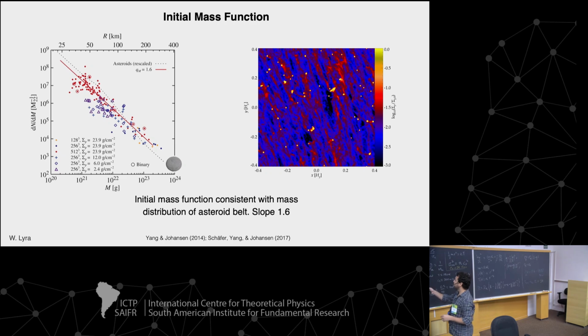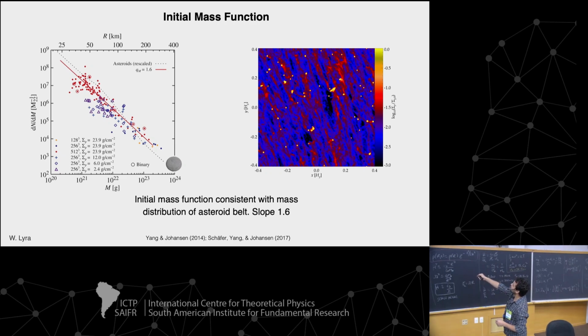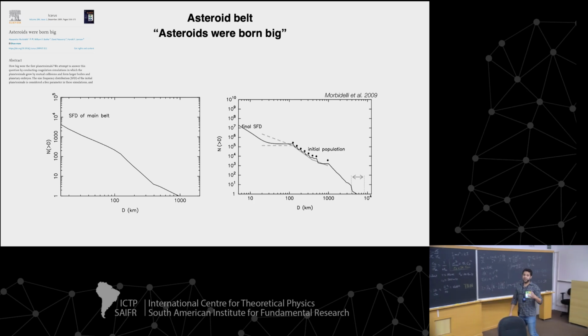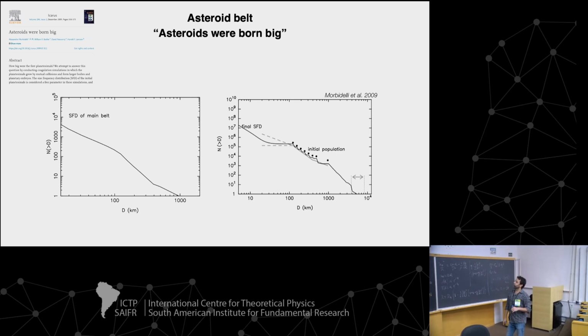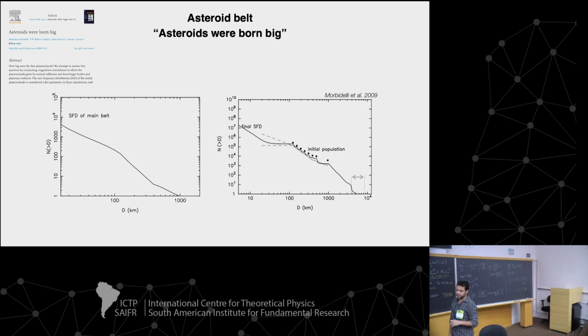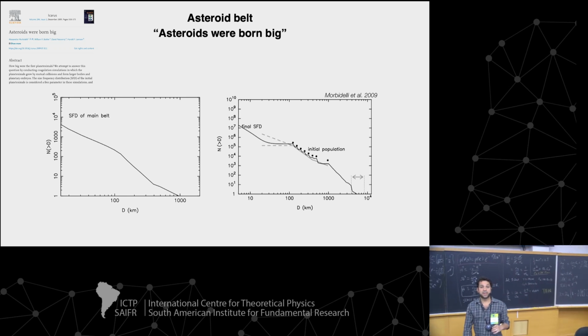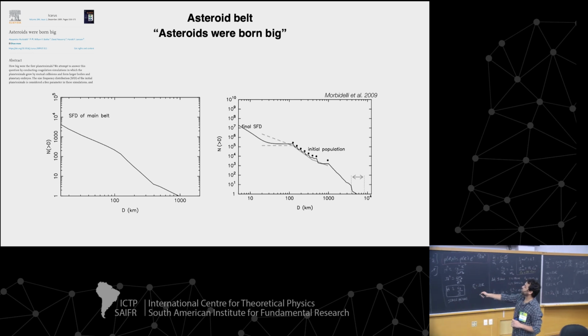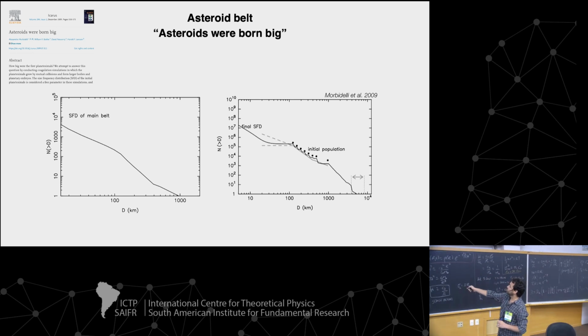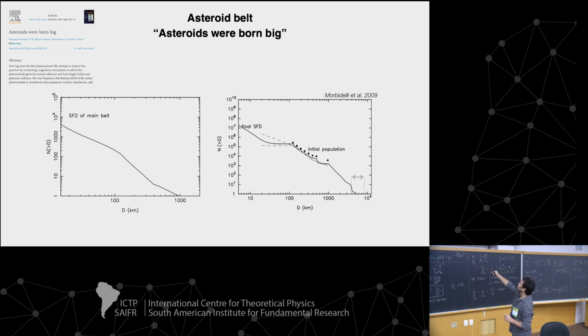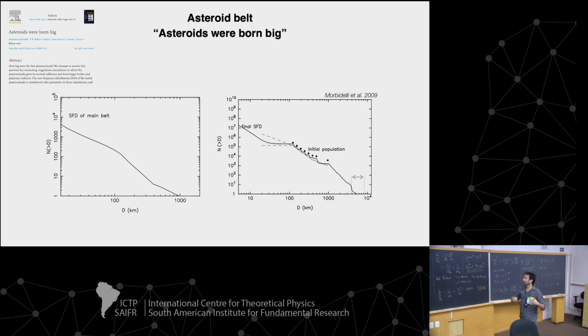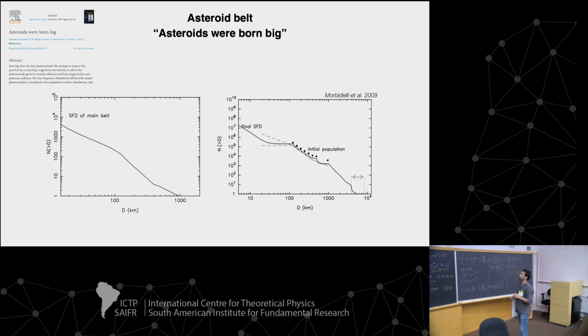Not only that, you notice that there is a kink here. There is a break, right? So these are the objects that are being formed, and around that size, there is a break here too. Morbidelli looked at it and found that this kink is not easily reproduced if you start from kilometer-sized planetesimals, but it will be reproduced if you start from about 100 kilometer-sized planetesimals. So this is the size distribution of the main belt asteroids. And this is if you augment the mass, right, to match the mass function that we find in the simulations.